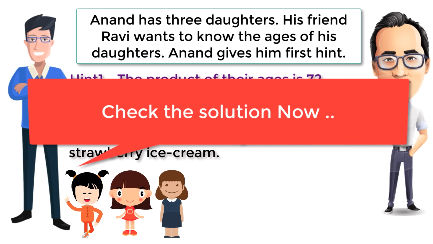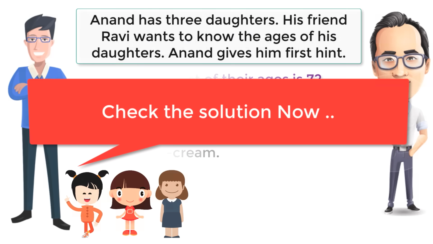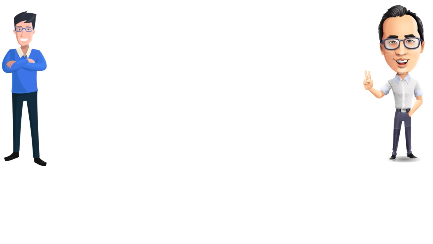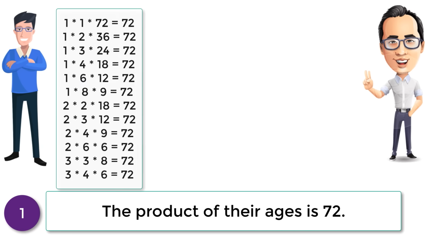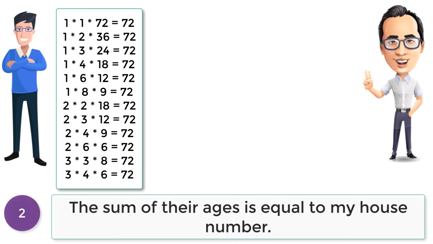Let's check the solution now. To start with, list out all possibilities to get 72 from the product of 3 ages, because the first clue given is that the product of the 3 daughters' ages is 72. So here are all possibilities to get 72 from the product of 3 ages. Since there are multiple possibilities, it is difficult to guess the ages of the 3 daughters with this specific hint. Let's check the second hint now.